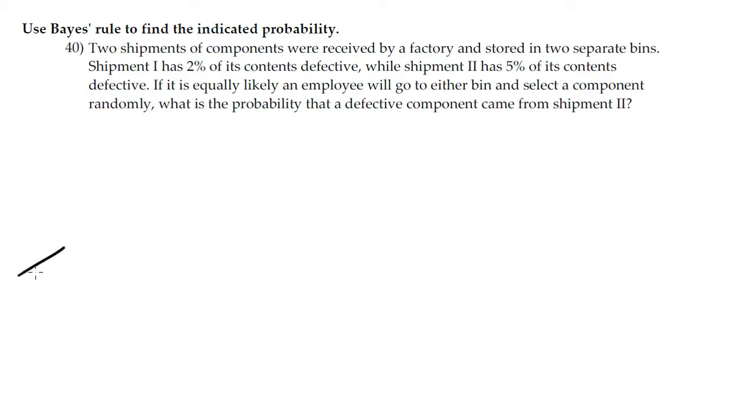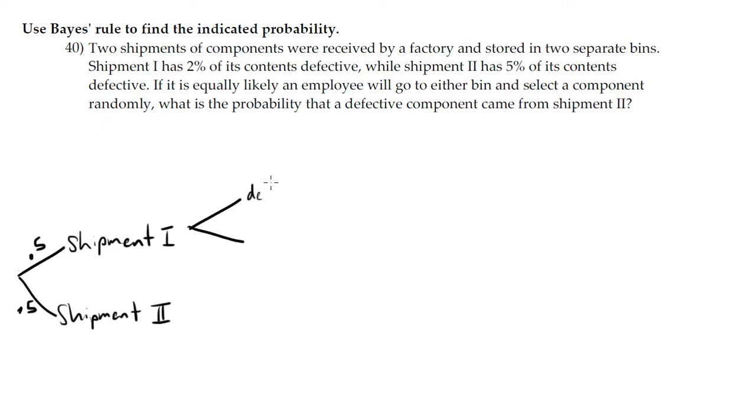what's happening. So I have two shipments, shipment 1, and I also have shipment 2. It doesn't list any probabilities here, so we can assume that 50% come from shipment 1, 50% come from shipment 2. Probability of each is a half. Now, shipments can be defective or not defective. From either shipment, the component can be defective or the component can be non-defective.